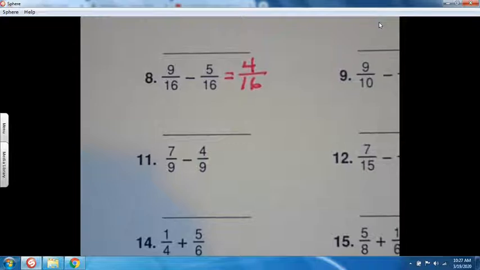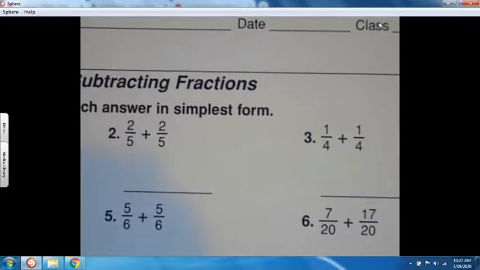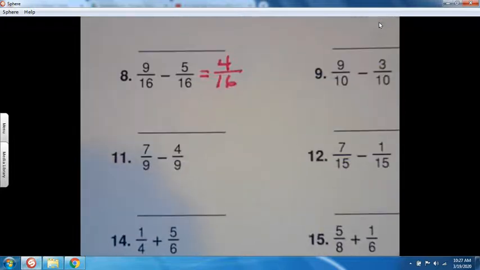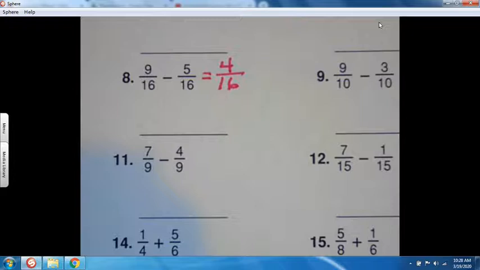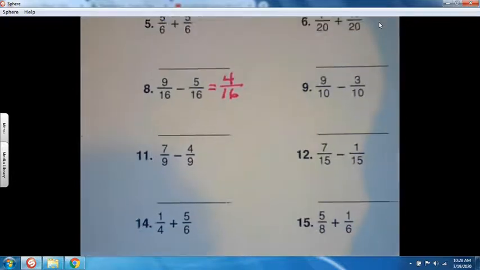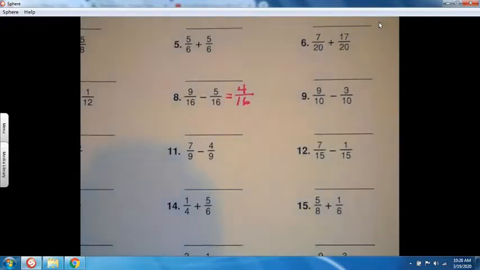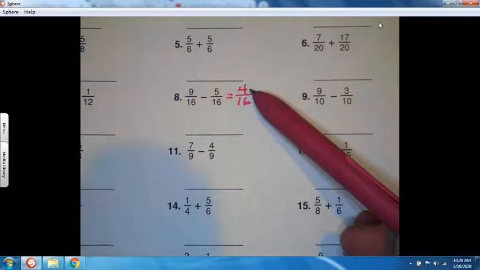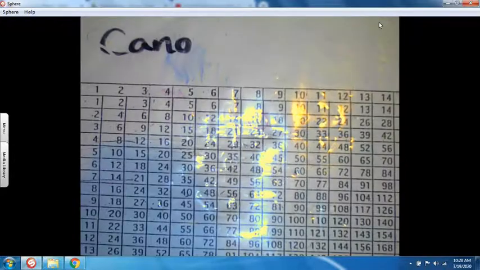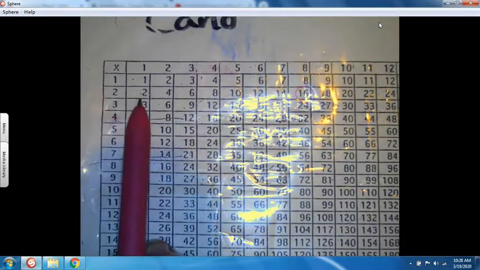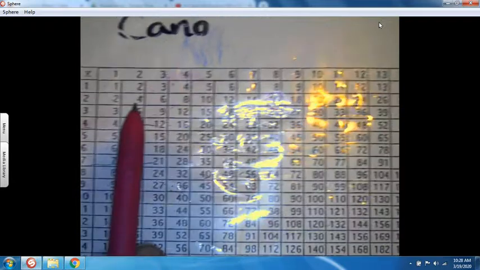No, because what do the directions say? Simplest form. So we have to find the greatest common factor of 4 and 16. The best way to do that, you guys know, of course, is to get out your toolkit and find a row that has a 4 and a 16 in it. By now you should know this because we're so good at this, but just in case, we look in the 2 row. Is there a 4 and a 16?